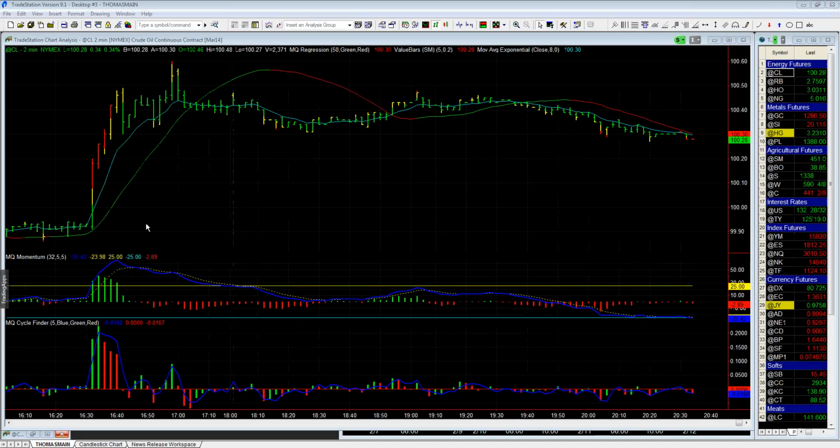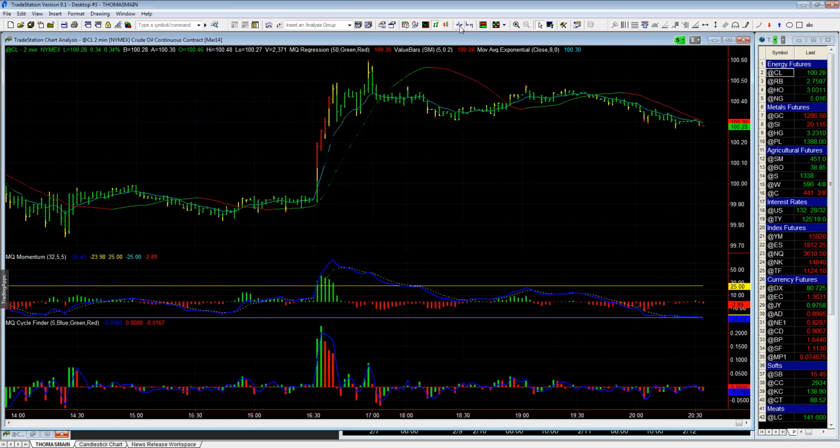So I want to make sure everyone can see TradeStation really quick. If you can see, my TradeStation should be crude oil on a 2-minute chart. If you can see that, then we are in good shape. Now there's a couple different strategies that I want to talk about that can be used with scalping. These are essentially my favorite strategies for scalping crude oil.